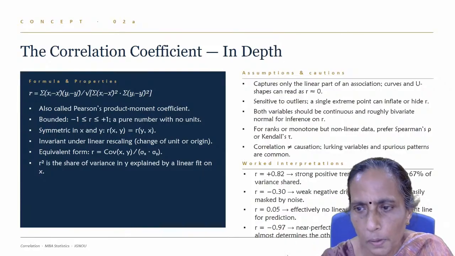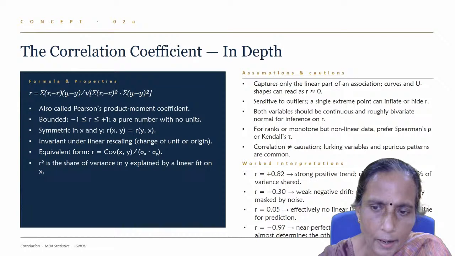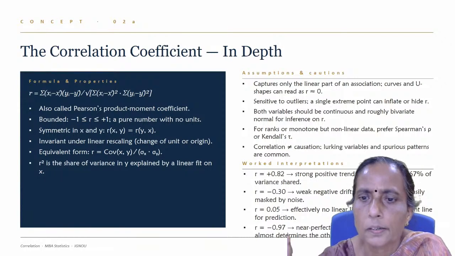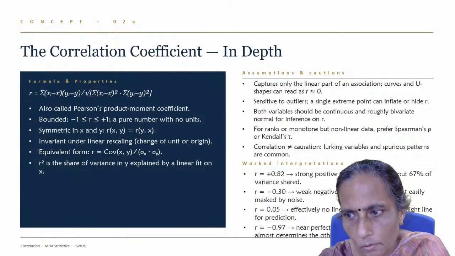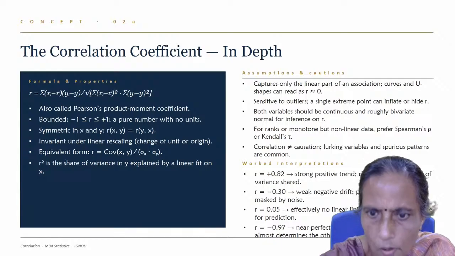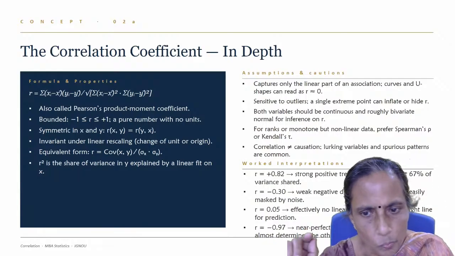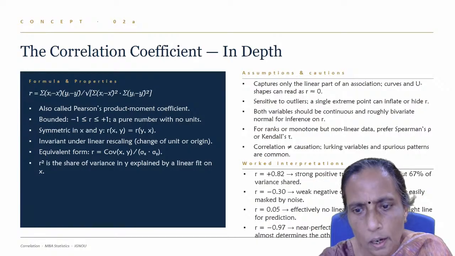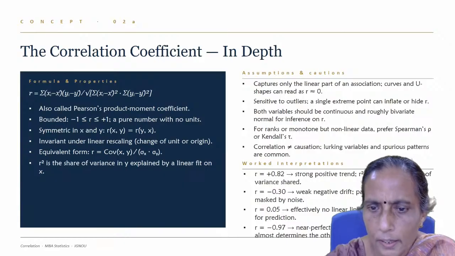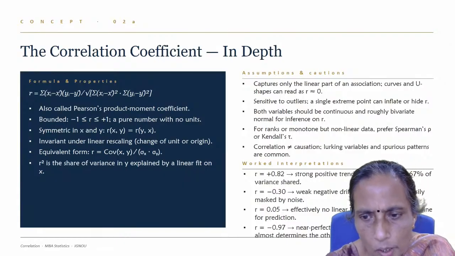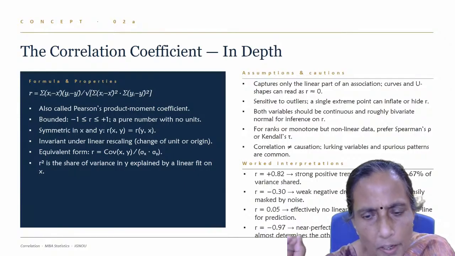Both variables should be continuous and roughly bivariate normal for inference on r. And for ranks or monotone but nonlinear data, prefer Spearman's rho, this symbol is called rho, or Kendall's tau. These two are the rank correlation coefficients, and we will be discussing them in later slides. So correlation is not equal to causation. Lurking variables and spurious patterns are common.